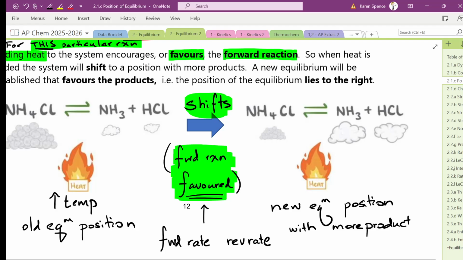It's the same sort of situation where you just put all reactant into a bucket, right? And you have the forward rate being faster and the reverse rate being slow, and eventually they come together. What's happening right now is we've sped up the forward reaction more than we've sped up the reverse reaction. So the forward rate is faster than the reverse rate while we are shifting.